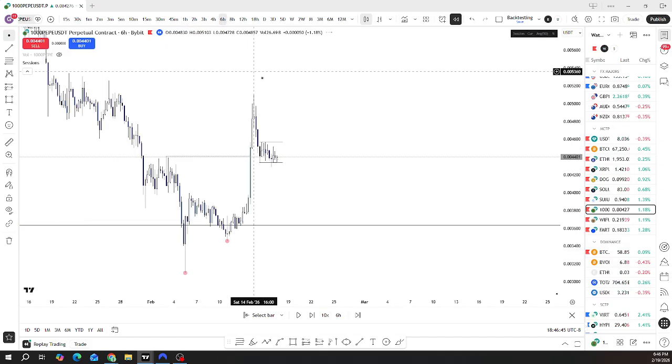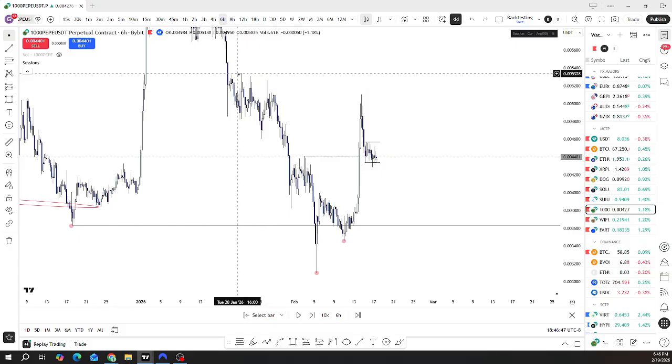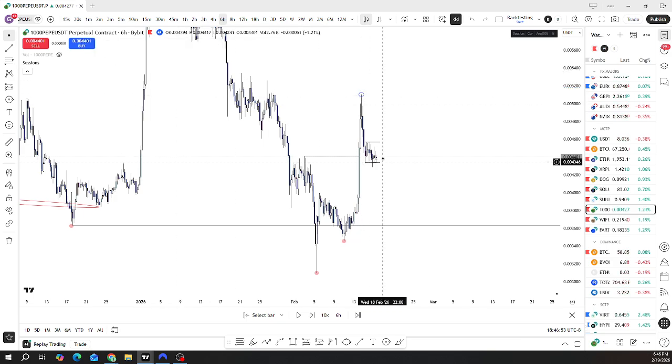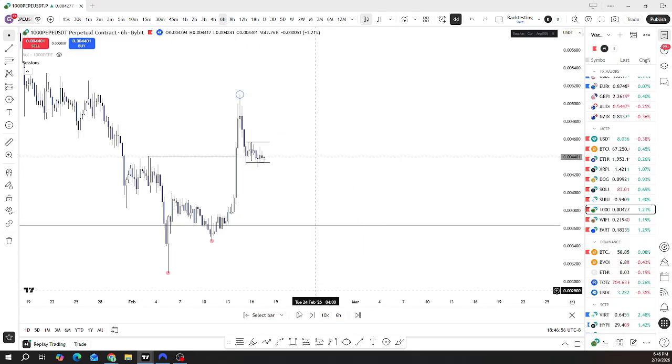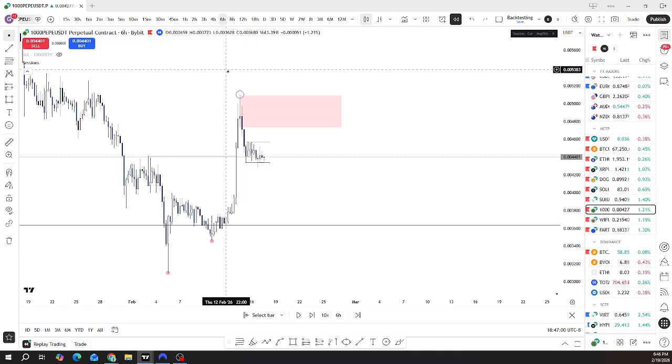And then this high right here front ran all of this liquidity, so you can kind of look at this as a naked high, somewhat of a naked high, although we did get a harsh rejection. So naked highs are definitely better when you come down, trend down, leaving liquidity above.